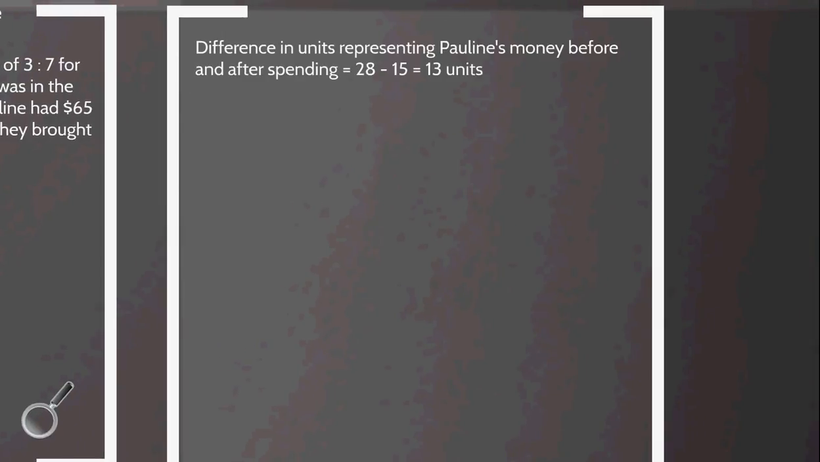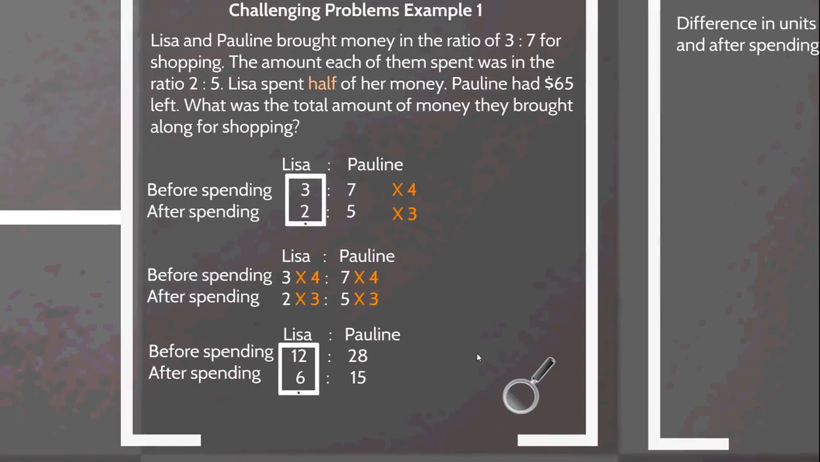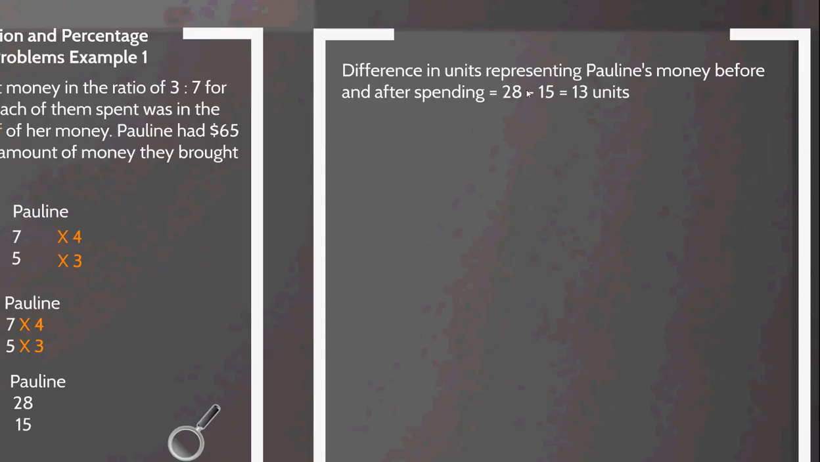Then the difference in units representing Pauline's money before and after spending. So Pauline, because I am interested in Pauline because the question gives me a $65 here. So I'm interested in Pauline, and $65 is what Pauline has left after she spent. So we have to take the difference between these two units, 28 and 15, under Pauline, which was what I did. You see, 28 minus 15 is equal to 13 units.